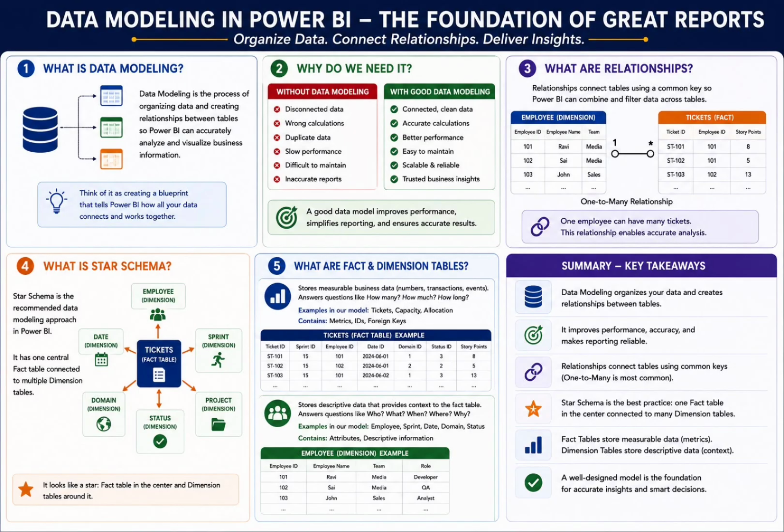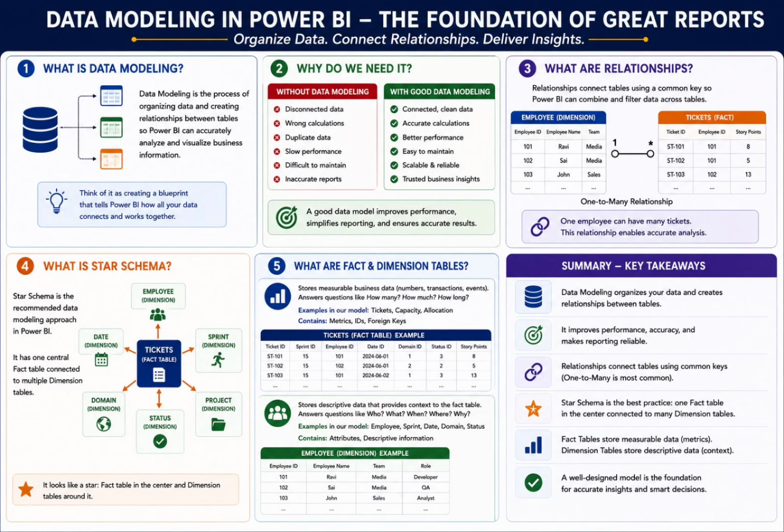The common mistakes here are creating relationships on text columns, keeping duplicate employee names, using multiple date tables unnecessarily, building one huge flat table, using many-to-many relationships without understanding them, and ignoring star schema. So in the project, we receive data from Jira or Excel or whatever the source files, and we use this.